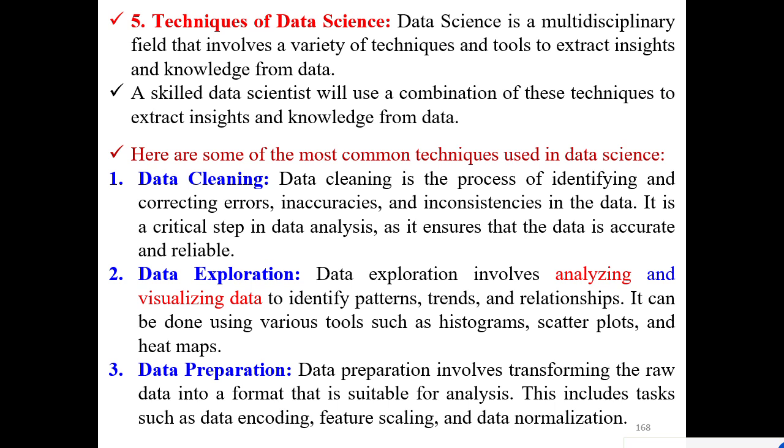Then data preparation. Data preparation involves transforming the raw data into a format that is suitable for data analysis. This includes tasks such as data encoding, feature scaling and data normalization. Again, if there is any noisy data or redundant data, we are applying data normalization techniques.